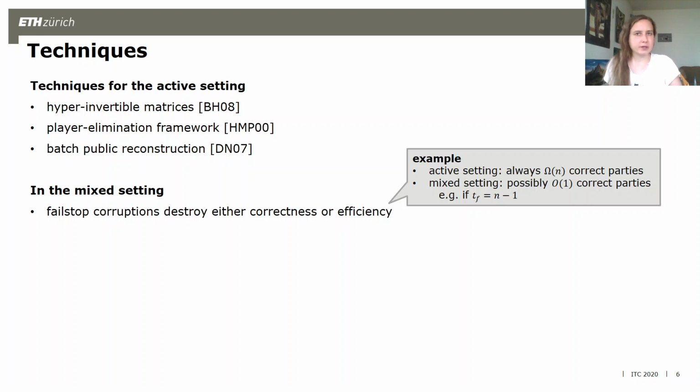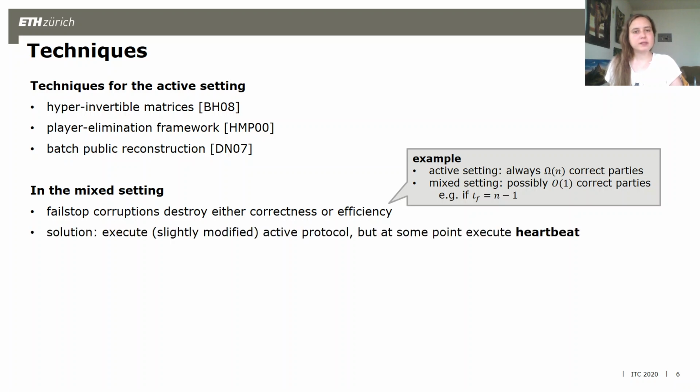So there are many correct parties in the active setting, only a third can be corrupted. So we can distribute the work among omega of n correct parties. In the mixed setting, we no longer have omega of n correct parties. And in fact, there can be only a constant number of correct parties. So there is no one to distribute the work between. So how do we deal with this?